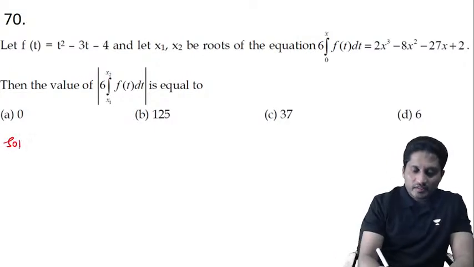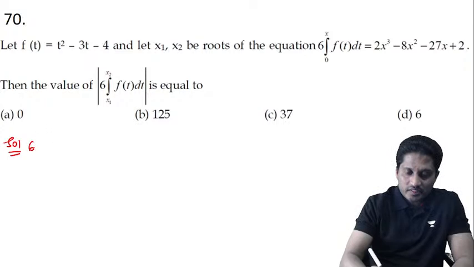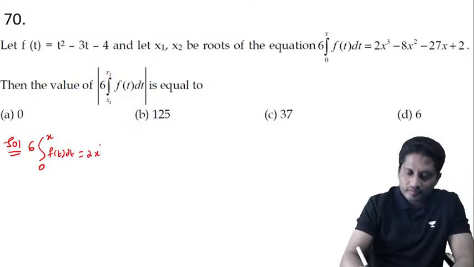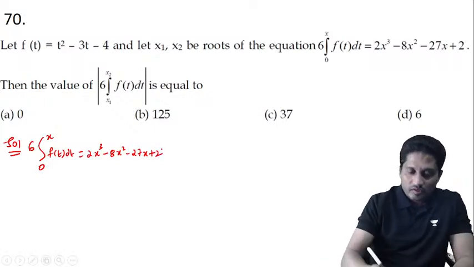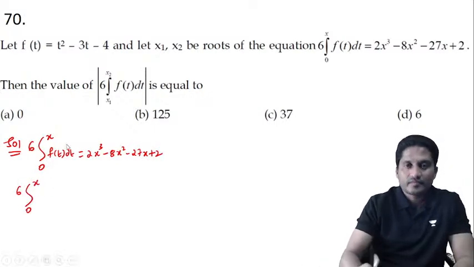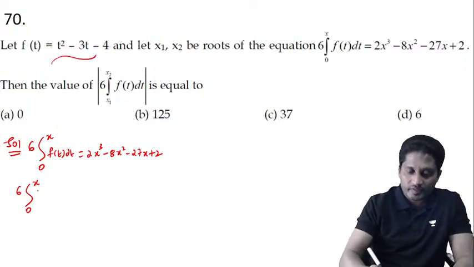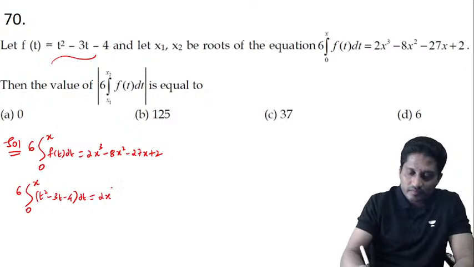According to the question, again this is a COMEDK problem. 6 times integration 0 to x of f of t dt is equal to 2x cube minus 8x square minus 27x plus 2. Now we'll substitute the value of f of t. F of t is t square minus 3t minus 4, so 6 times integration 0 to x of t square minus 3t minus 4 dt is equal to 2x cube minus 8x square minus 27x plus 2.